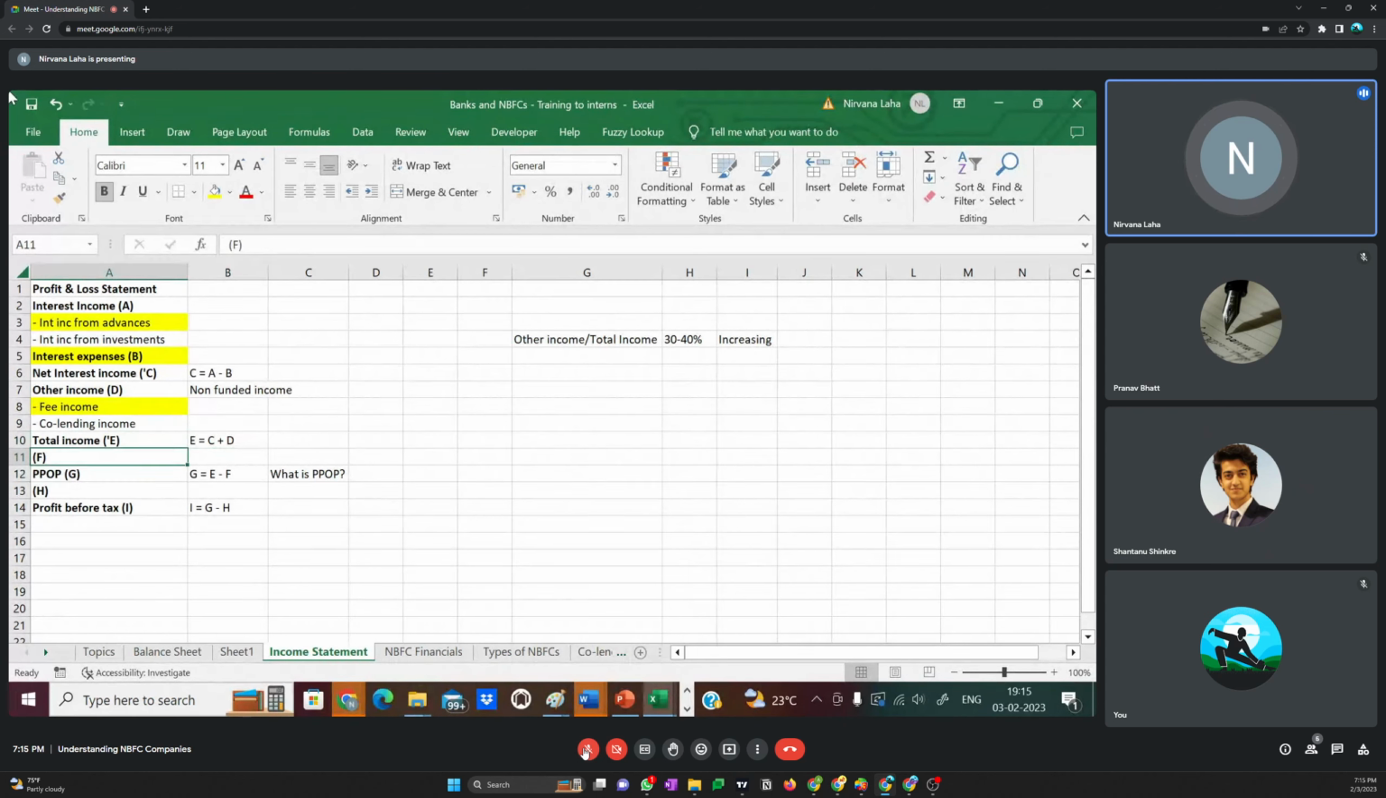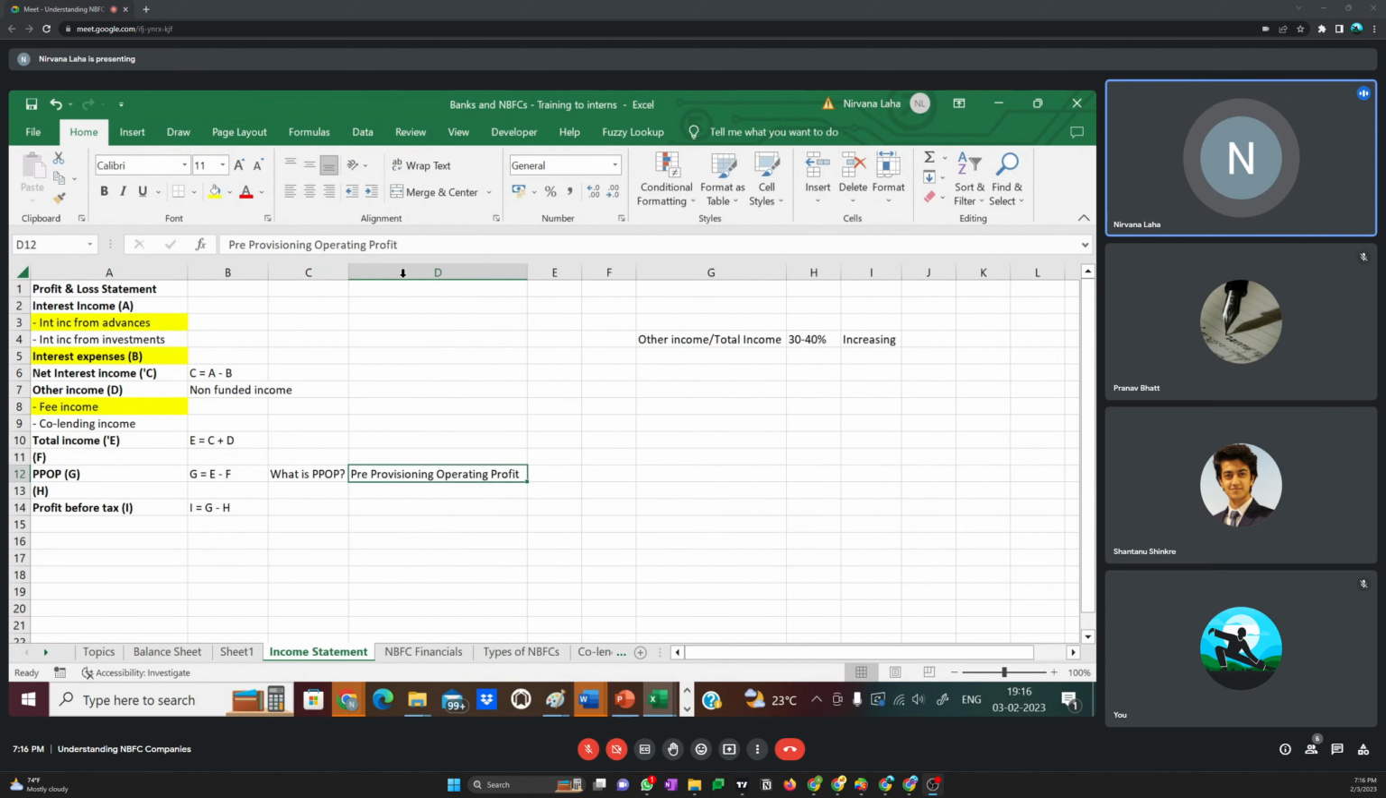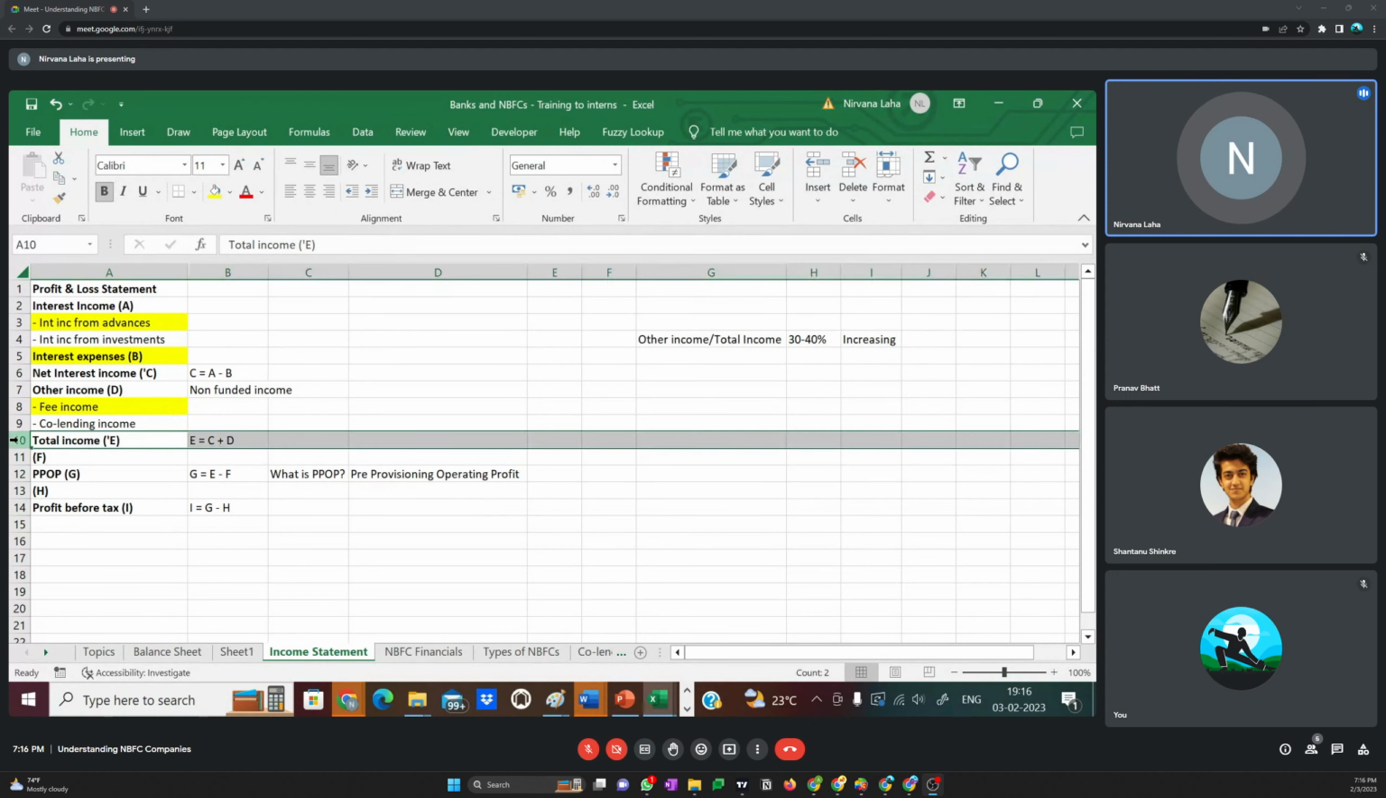Before we come to F, can you tell me what PPOP is? Have you guys come across this term? It's pre-provisioning operating profit, which means the operating profit before provisions are taken into account. It's like EBITDA for a bank. So now you have total income here.